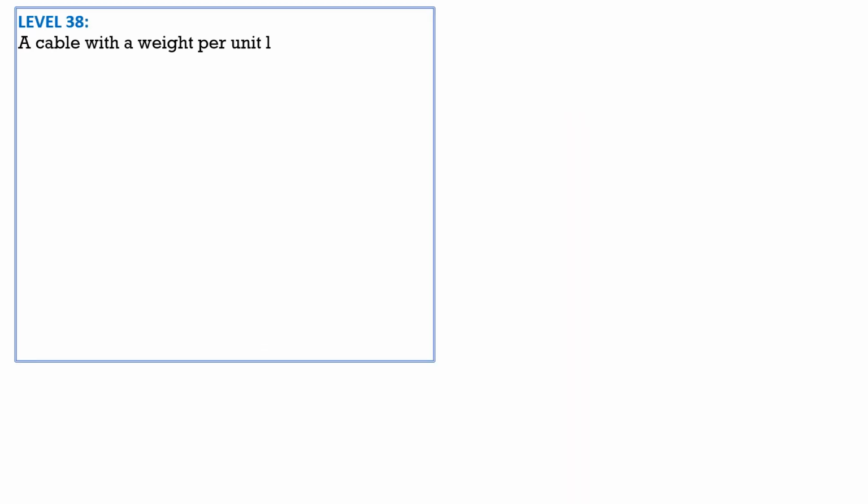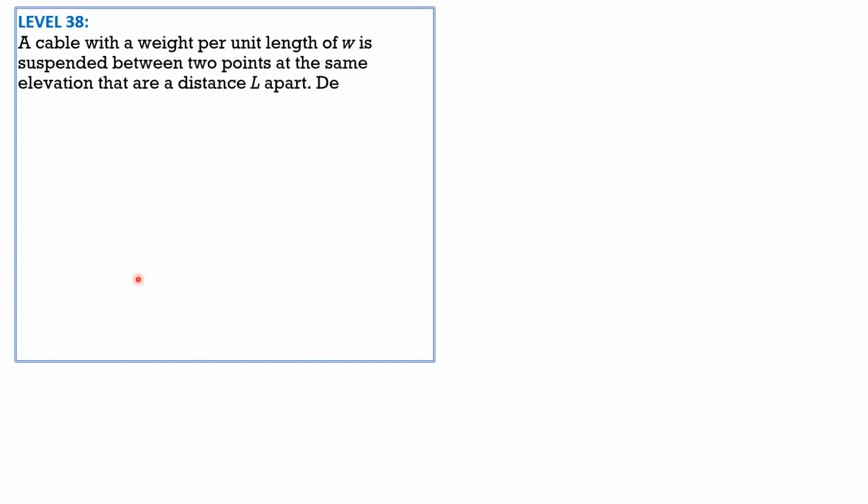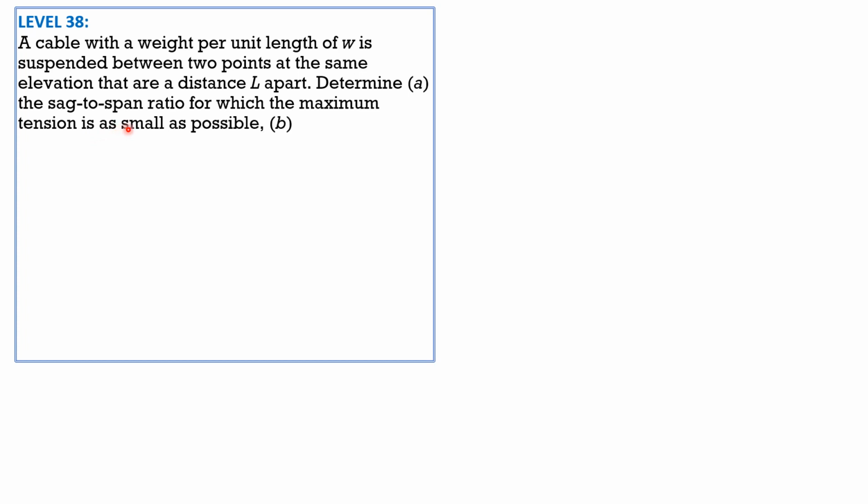Problem 38. A cable with a weight per unit length of W is suspended between two points at the same elevation that are at distance L apart. Determine the sag to span ratio for which the maximum tension is as small as possible, and the corresponding values of theta B and the maximum tension.